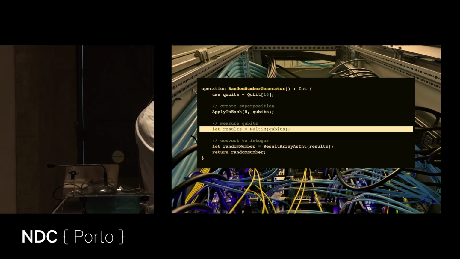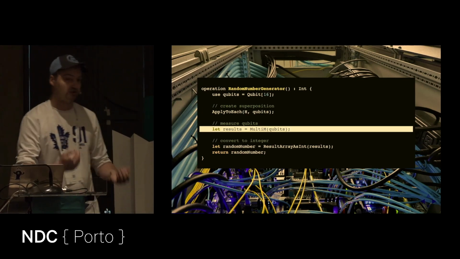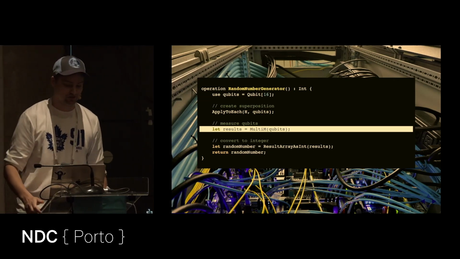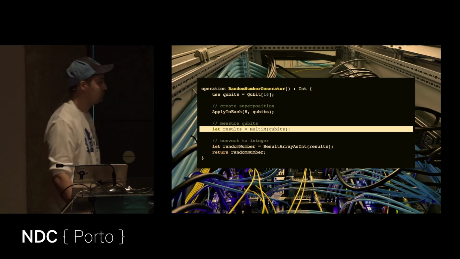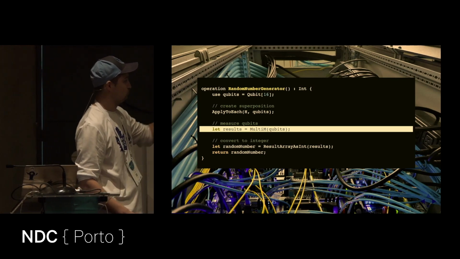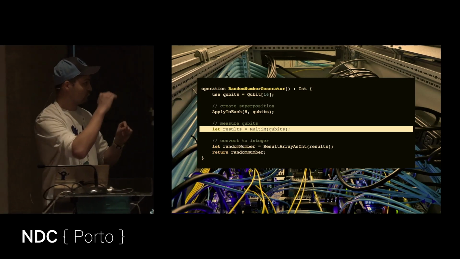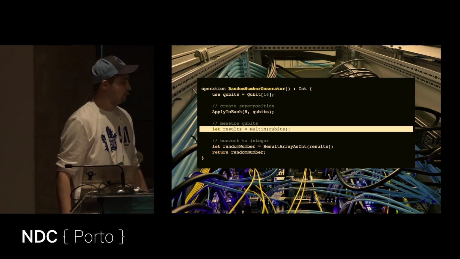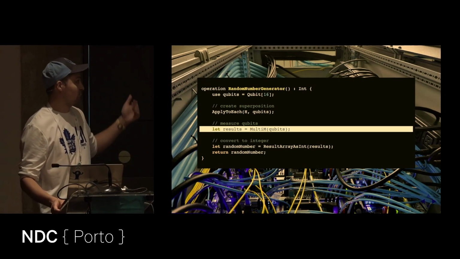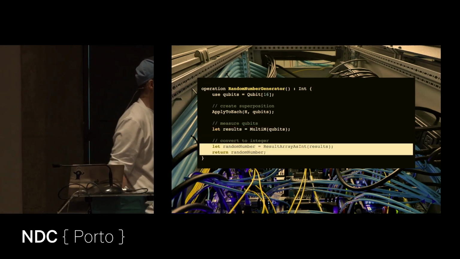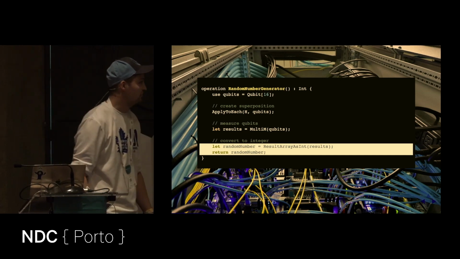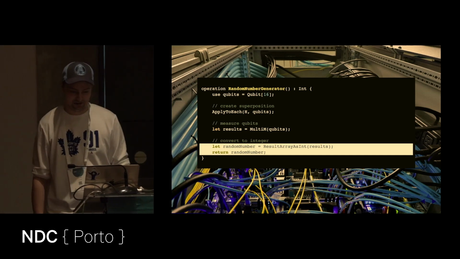Then information, classical information, has to be extracted or decoded from qubits, which happens in this case through a measurement. So there is a measurement applied. This multi-M operation actually performs a measurement of every single qubit in the qubit array. And it returns a classical array of bits. And in this case, we would convert this classical bit array into an integer, and we get a random number.